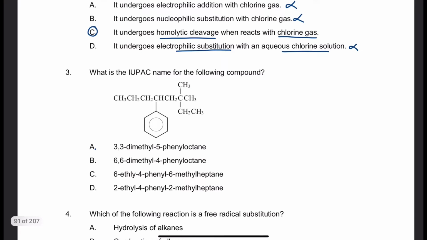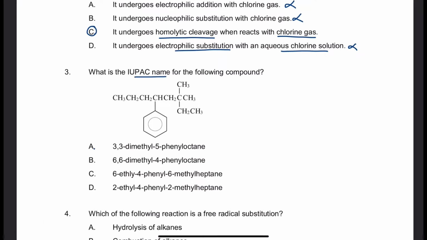What is the IUPAC name for the following compound? All you have to do here is to identify the longest chain. So let's count. 1, 2, 3, 4, 5, 6, maybe 7 and 8. So that would be the longest chain. The next thing you have to make sure is that your substituents are on the smallest numbers. As I can see, numbering from left to right is giving bigger numbers on my substituents. So I'm going to erase this and start numbering from right to left. So it's going to be 1, 2, 3, 4, 5, 6, 7, 8. So my longest chain would be this here.